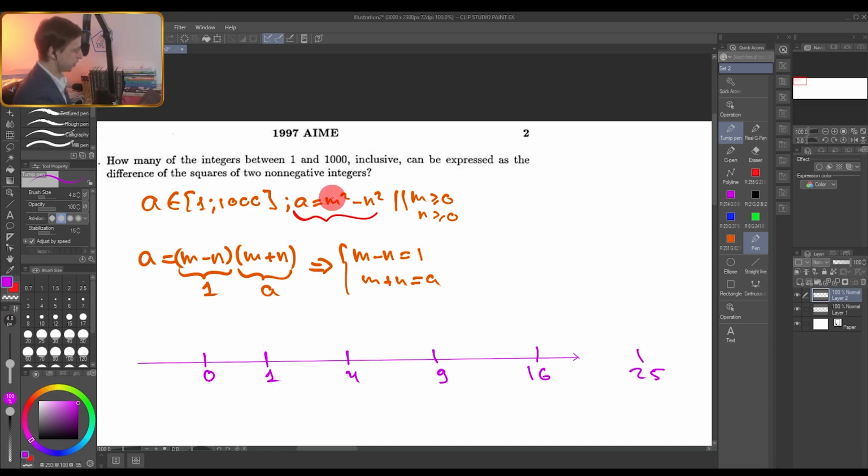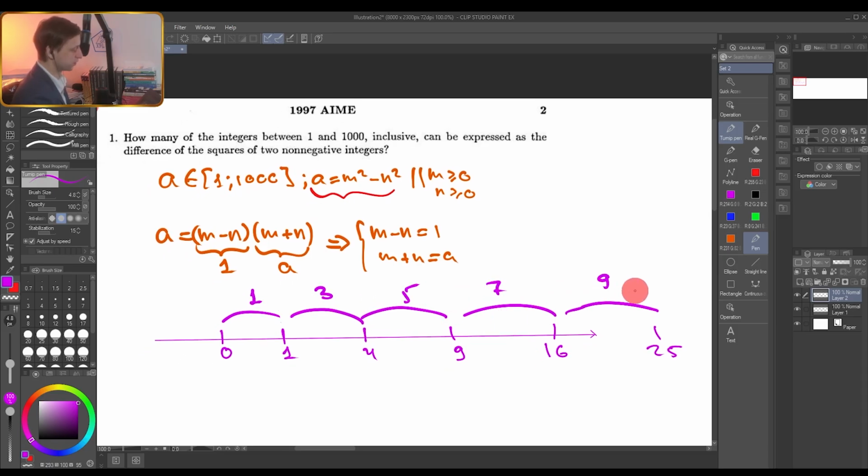1 minus 0, m is 1, n is 0, so I can obtain 1. Of course, m should be on the right and n on the left, because I want a to be positive. I'm interested only in positive numbers. If I subtract 4 minus 1, this is 3, this is 5, this is 7, and this is 9. And you immediately see the pattern. The pattern is you can get any odd number. You can get 1, 3, 5, 7, 9, and so on.